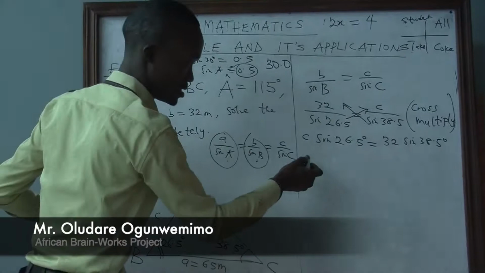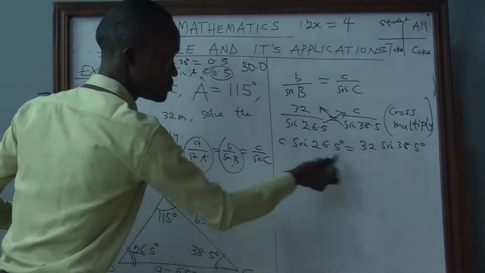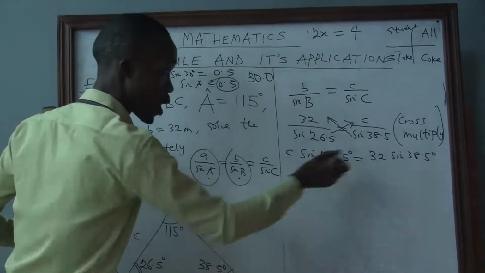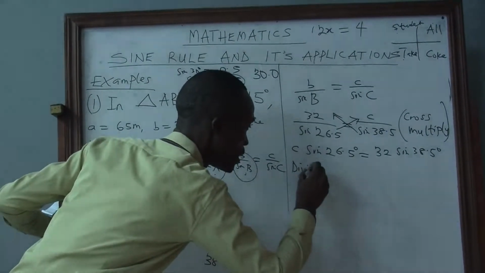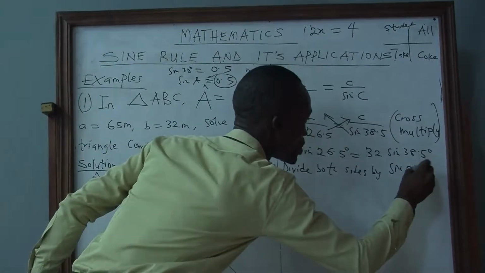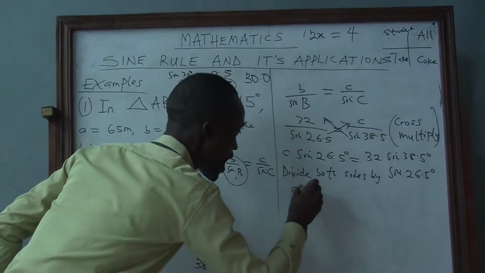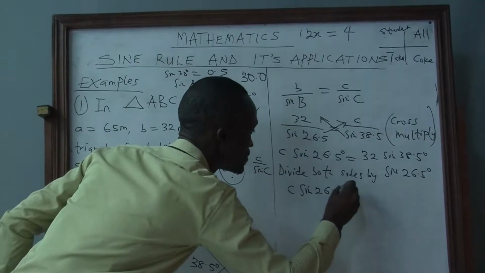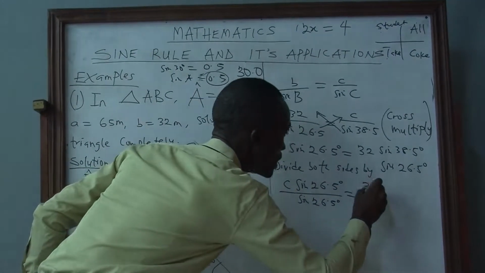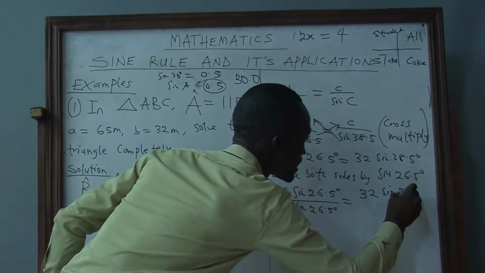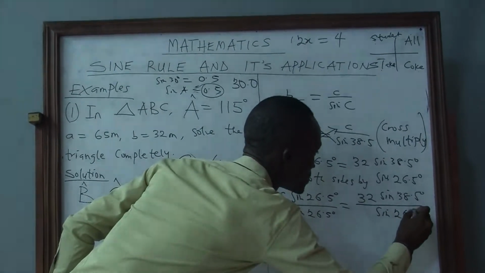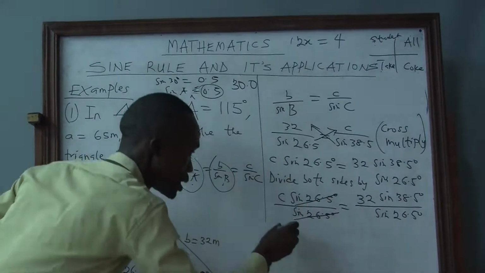And what we need here is C, but we have a particular value that is disturbing C, and that is sine 26.5. So what we do here is that we divide both sides by sine 26.5 degree. So we have C sine 26.5 degree divided by sine 26.5 degree equals 32 sine 38.5 degree divided by sine 26.5 degree. So this will cancel this.